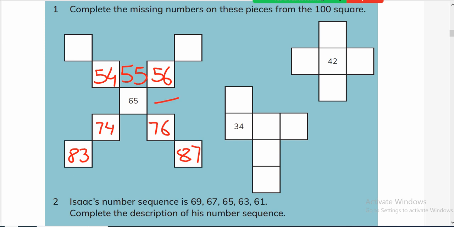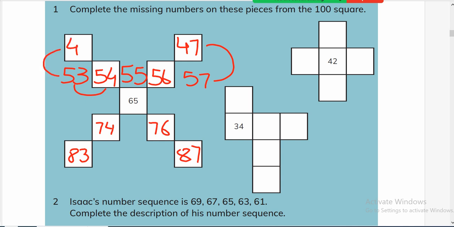56, you can see it is 76, 86. 56, 66, 80, 76. Okay. Yes, it is 56. It is 57. And when we go up, it will be 47. And here it will be 53. And when we go up, it will be 43. Okay, I think these two are really easy.